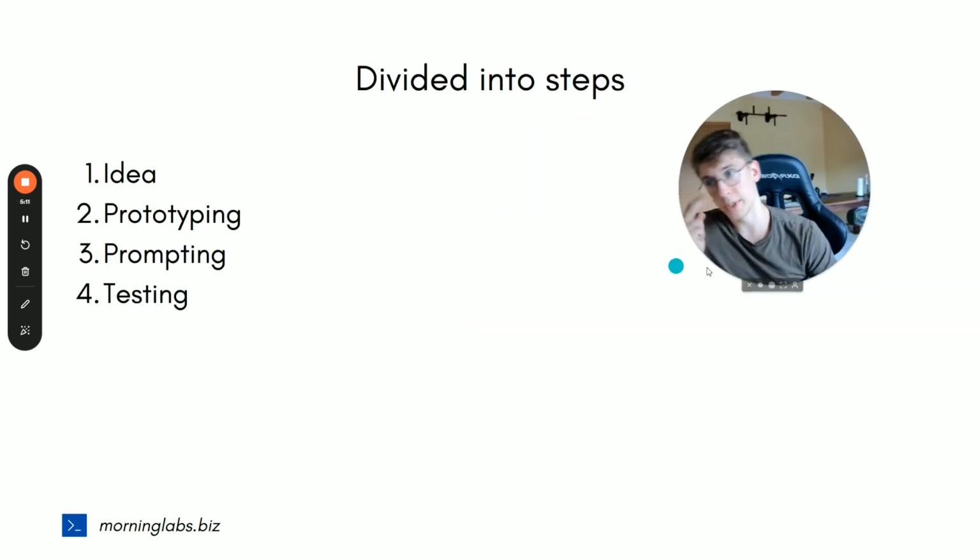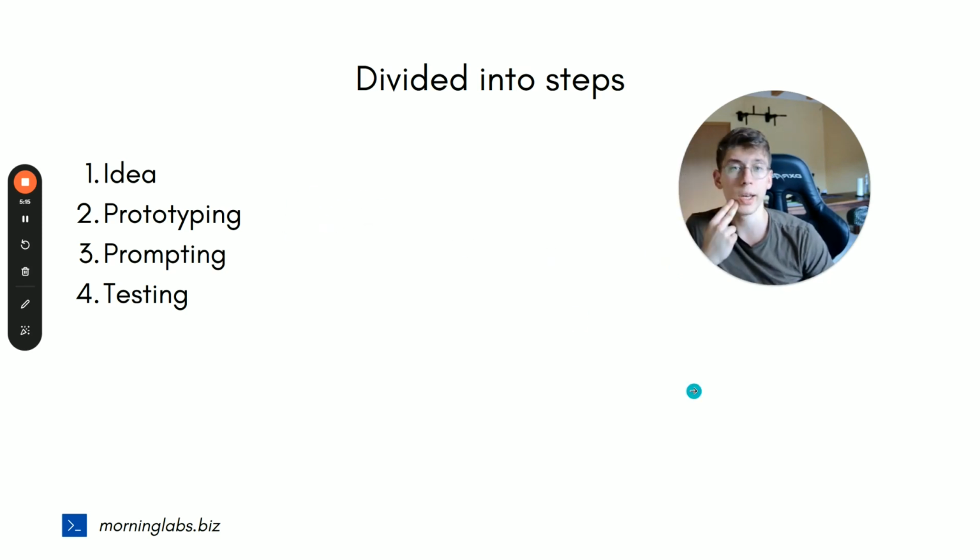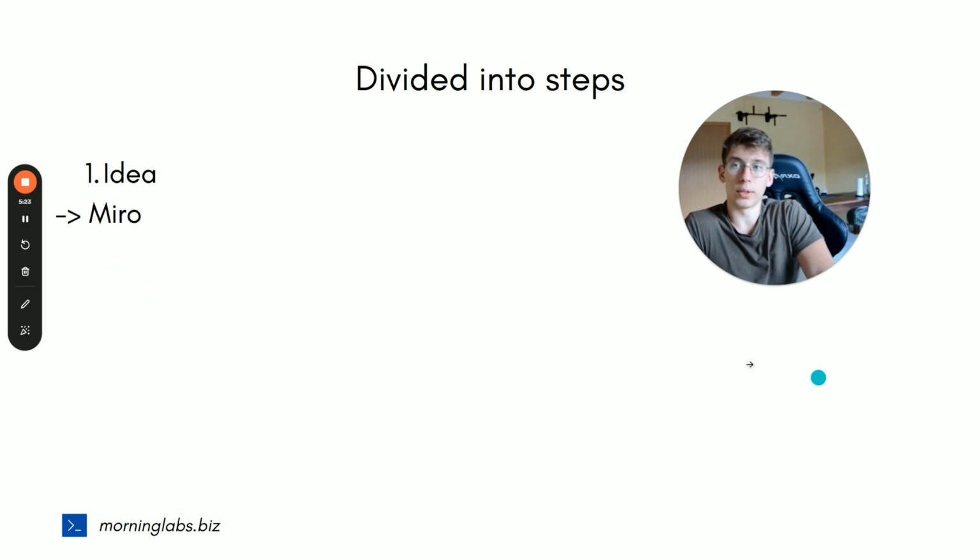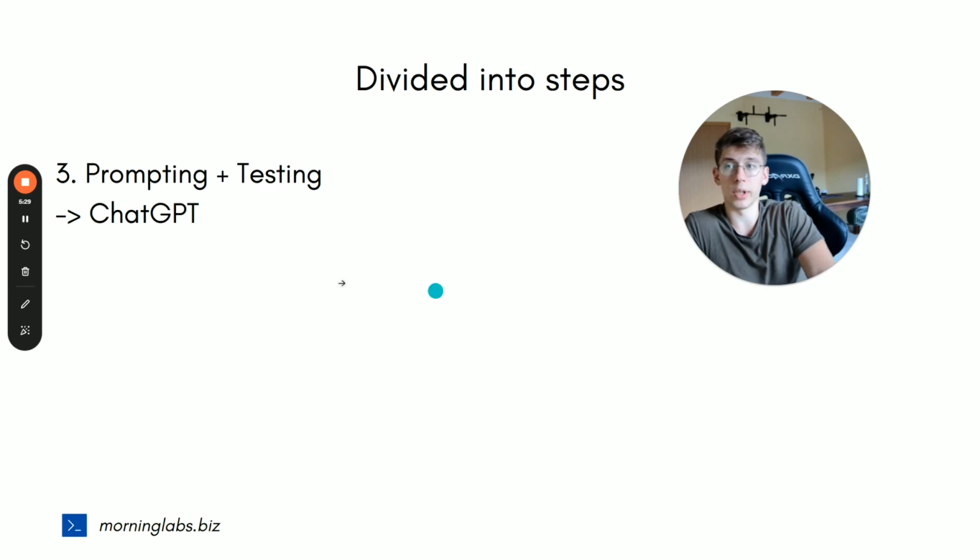So I divide into steps. First of all, the idea, prototyping, prompting, and testing. And today, as you probably could already tell from the title, we're going to build a YouTube description generator simply through the use of AI. So the idea we're going to implement in Miro, prototyping we're going to do through Dante, and prompting and testing will be done in ChatGPT.